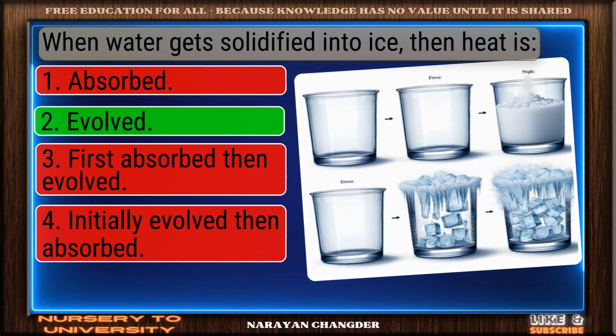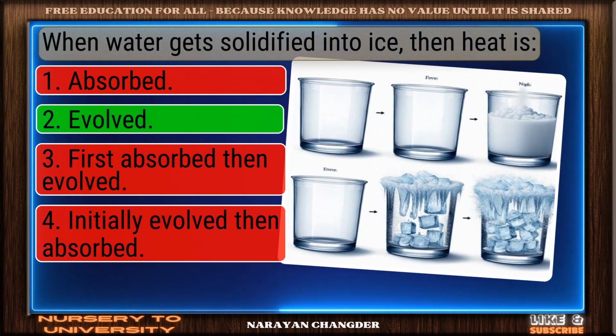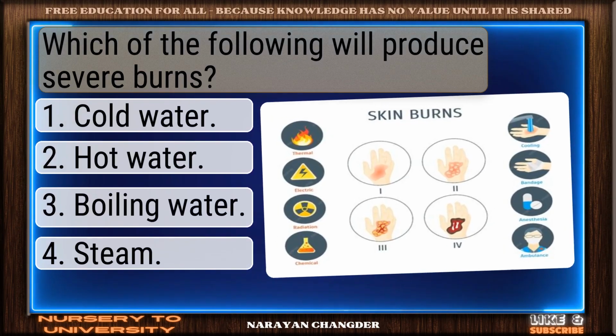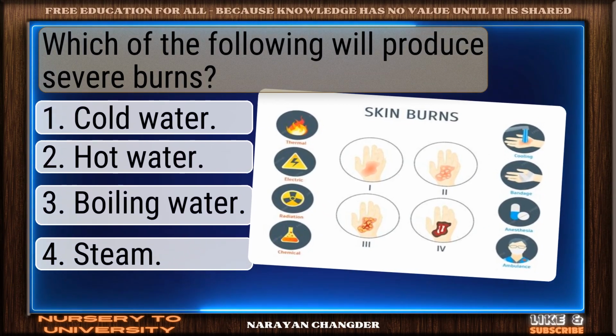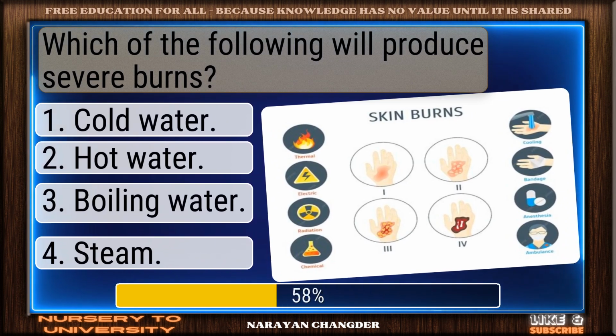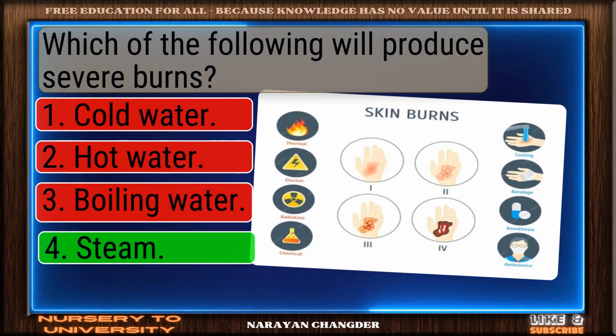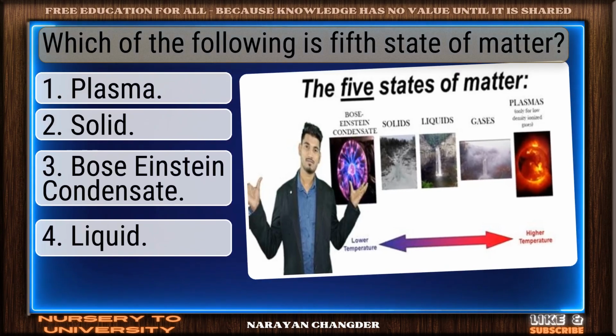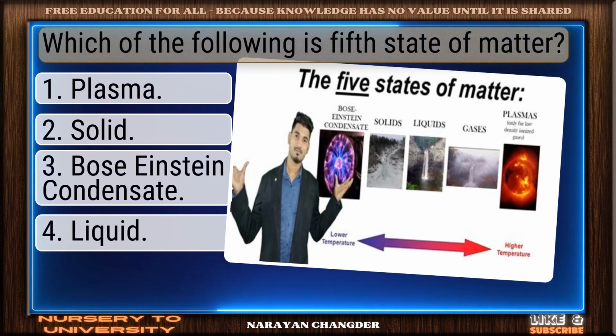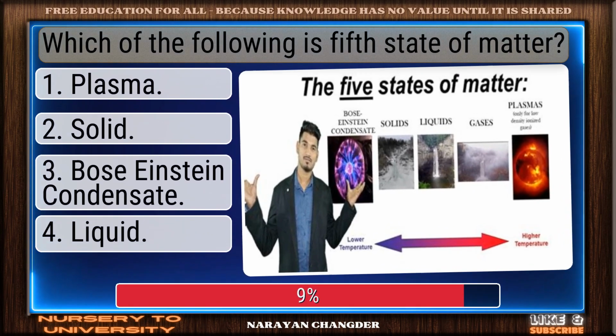Great thinking. Evolved is the right choice. Question number 59. Which of the following will produce severe burns? Right again. Steam is a valid answer. Question number 60. Which of the following is fifth state of matter?